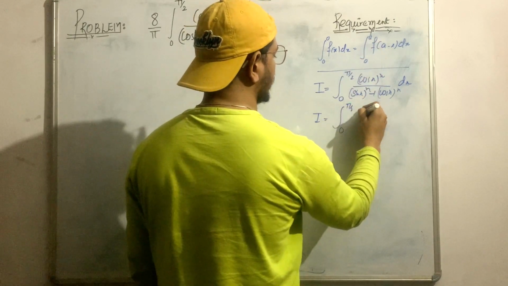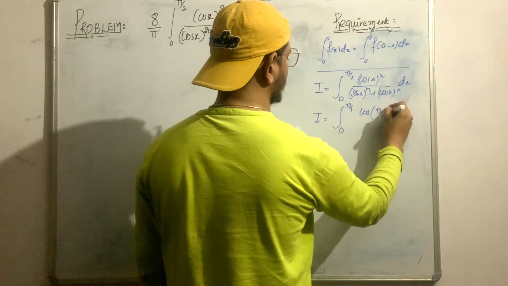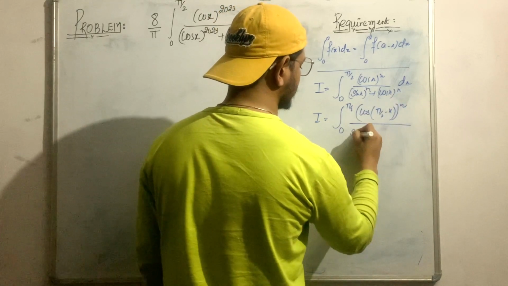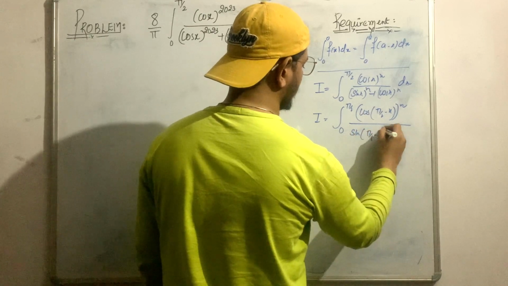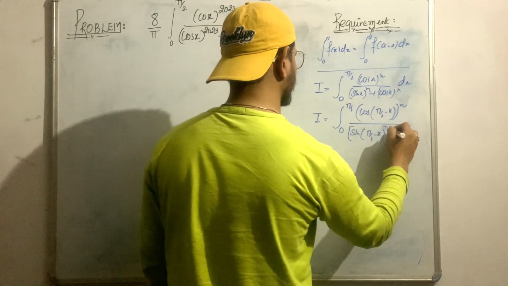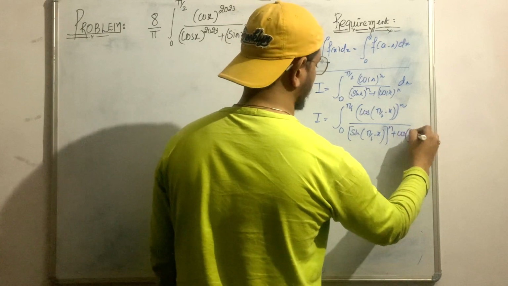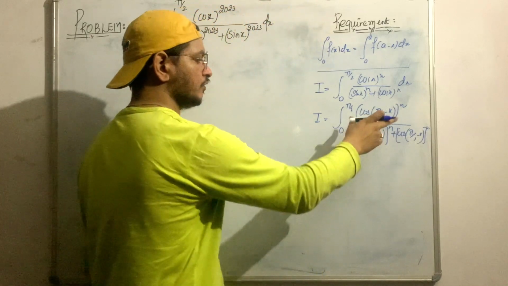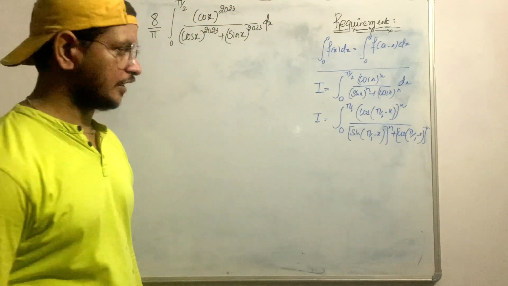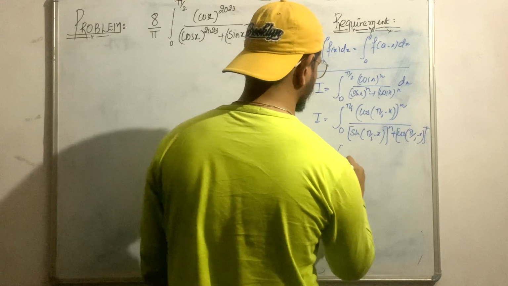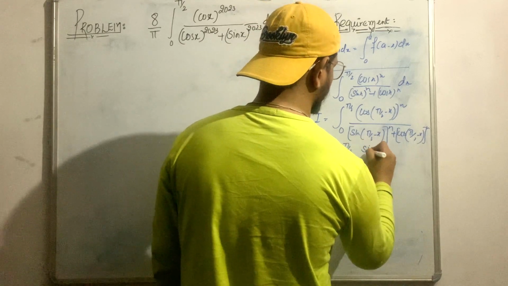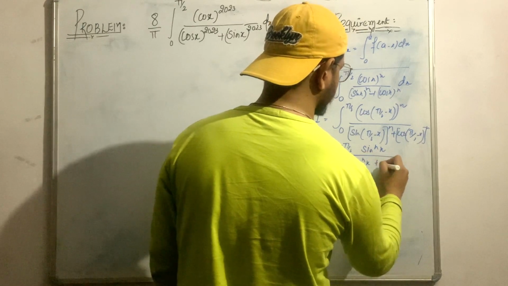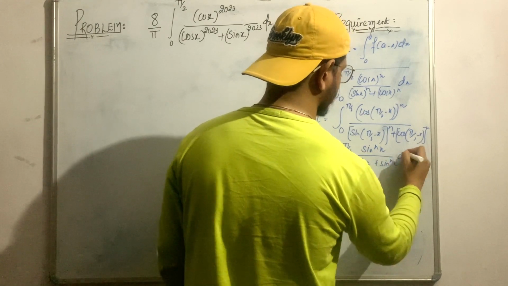You will write the value as the integral from 0 to pi by 2 of cos of pi by 2 minus x to the power of n, upon sin of pi by 2 minus x to the power of n plus cos of pi by 2 minus x to the power of n. This value will become sin to the power n x, and you will get the integral from 0 to pi by 2 of sin to the power n x, upon cos to the power n x plus sin to the power n x dx.